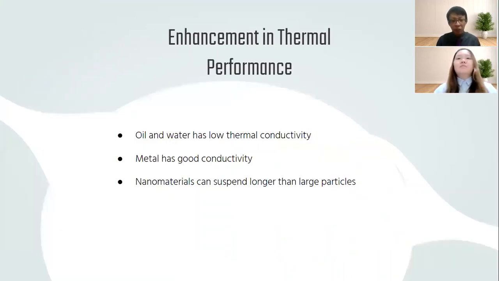So next, we all know that in industrial processes, there are normally heat exchangers, as a heat exchanger is very important to transfer the excess heat from one component to another. And normally in the heat exchanger, we use oil and water. However, oil and water have low thermal conductivity, so that's why we need to put some metal inside. In this case, the nanomaterial will be a better option compared to normal metal, since it can stay suspended longer in the fluid compared to normal metal.